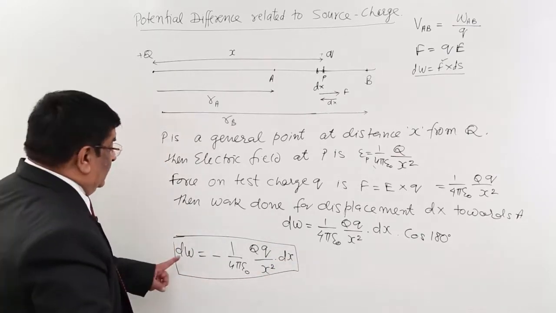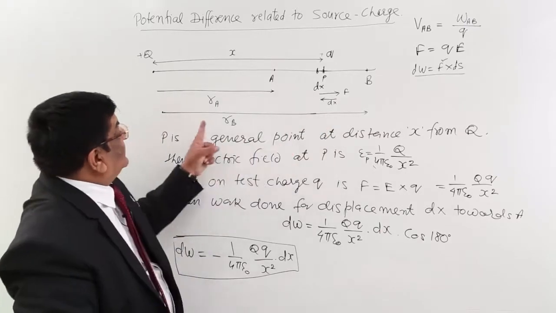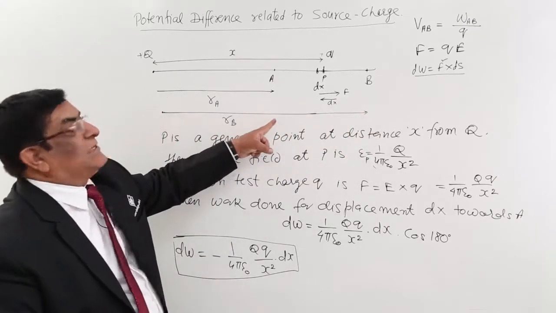Now we want to calculate the total work done from distance RB to distance RA.